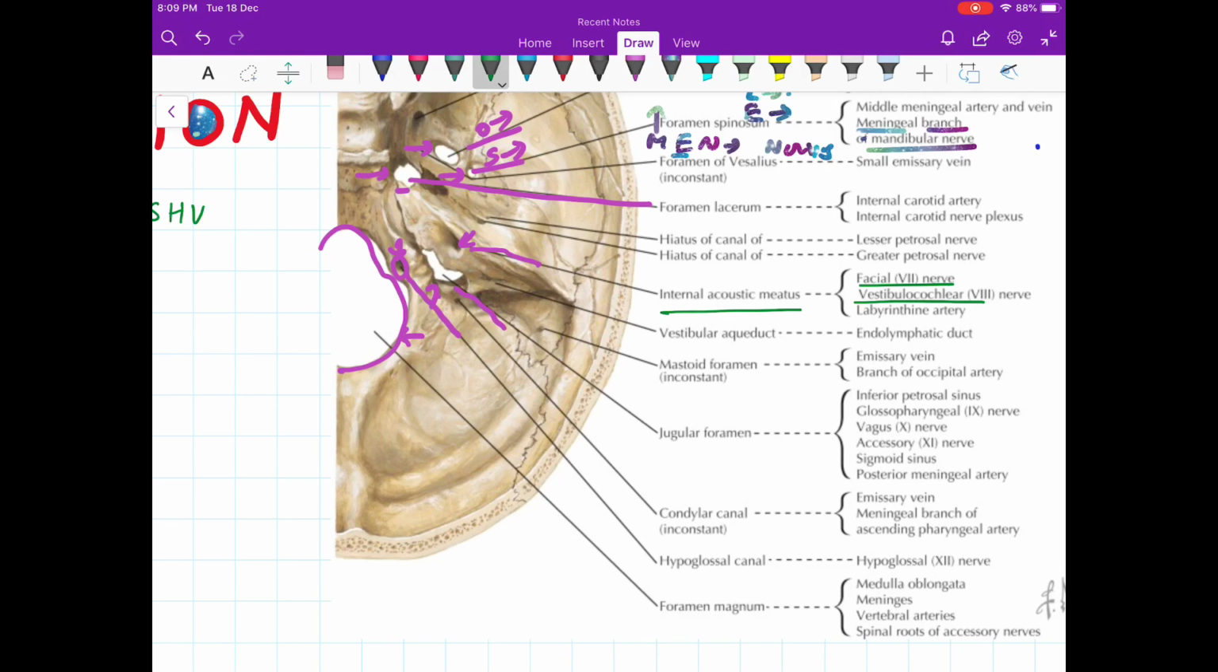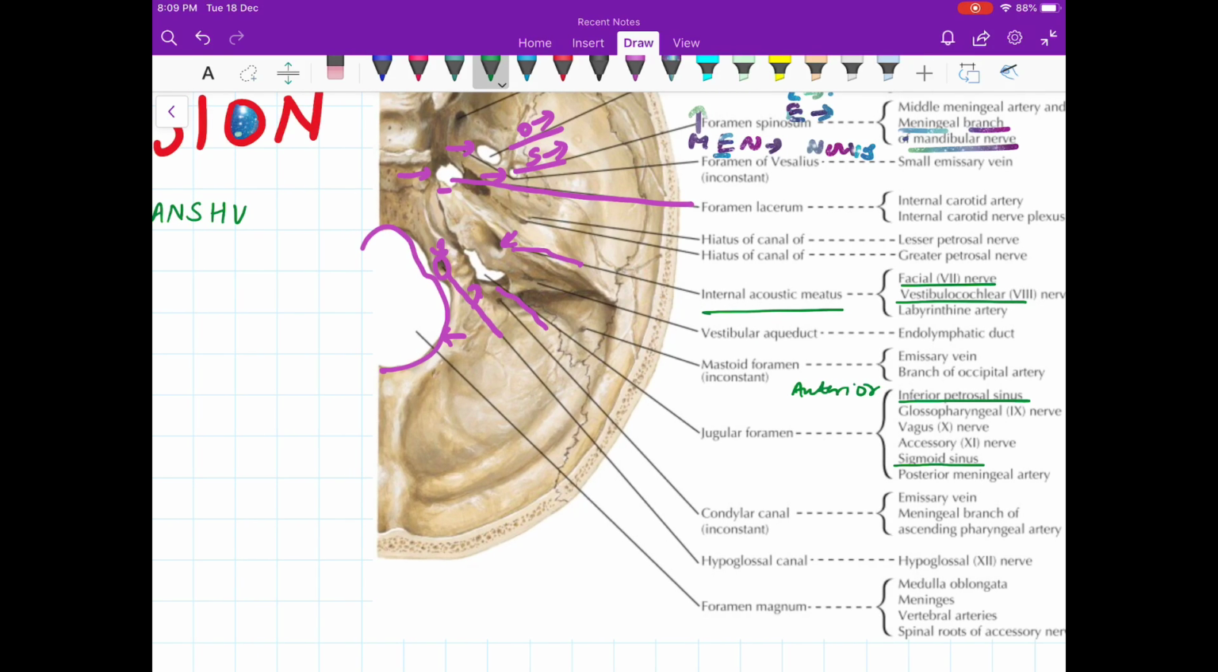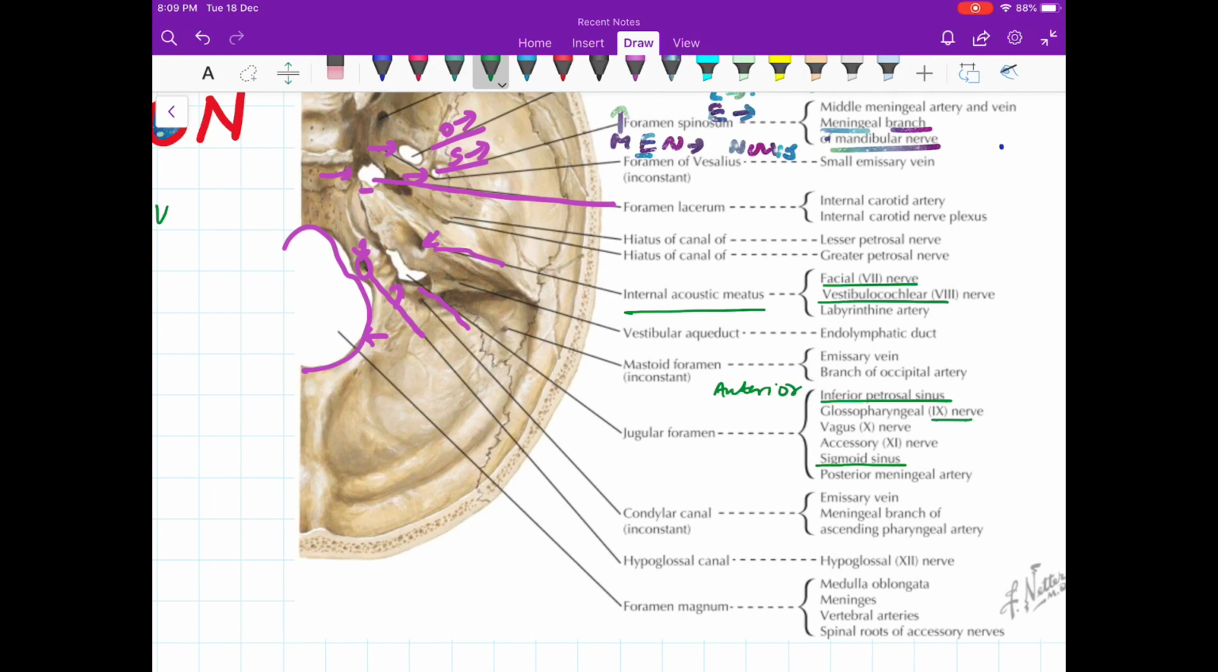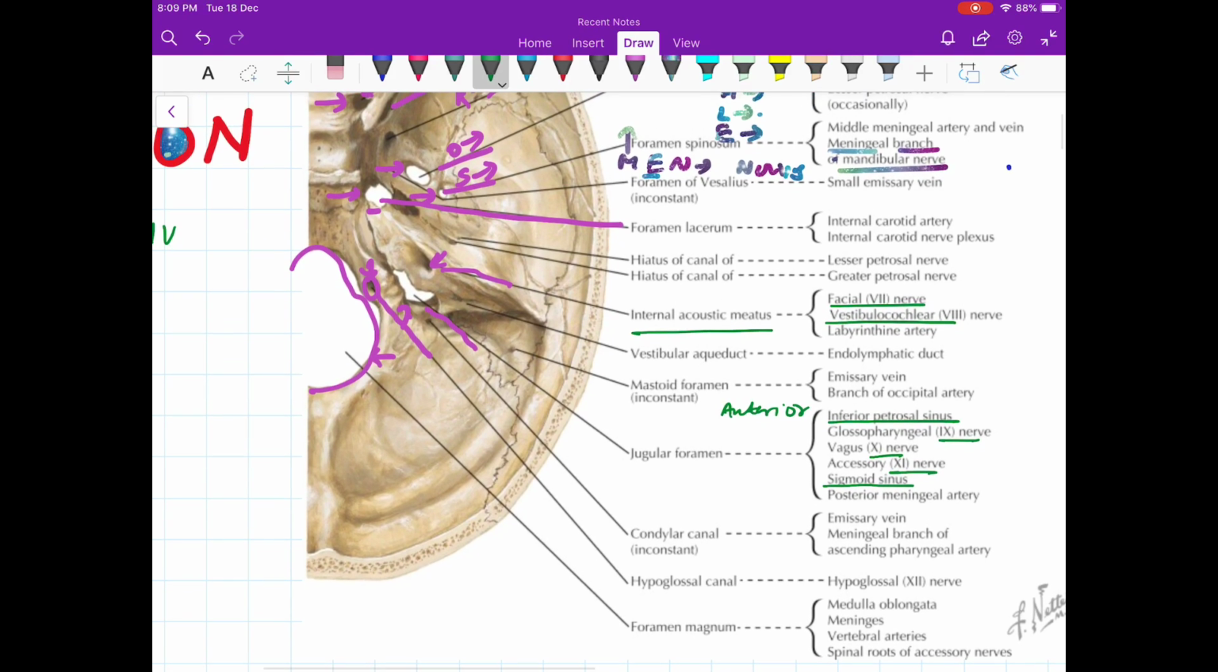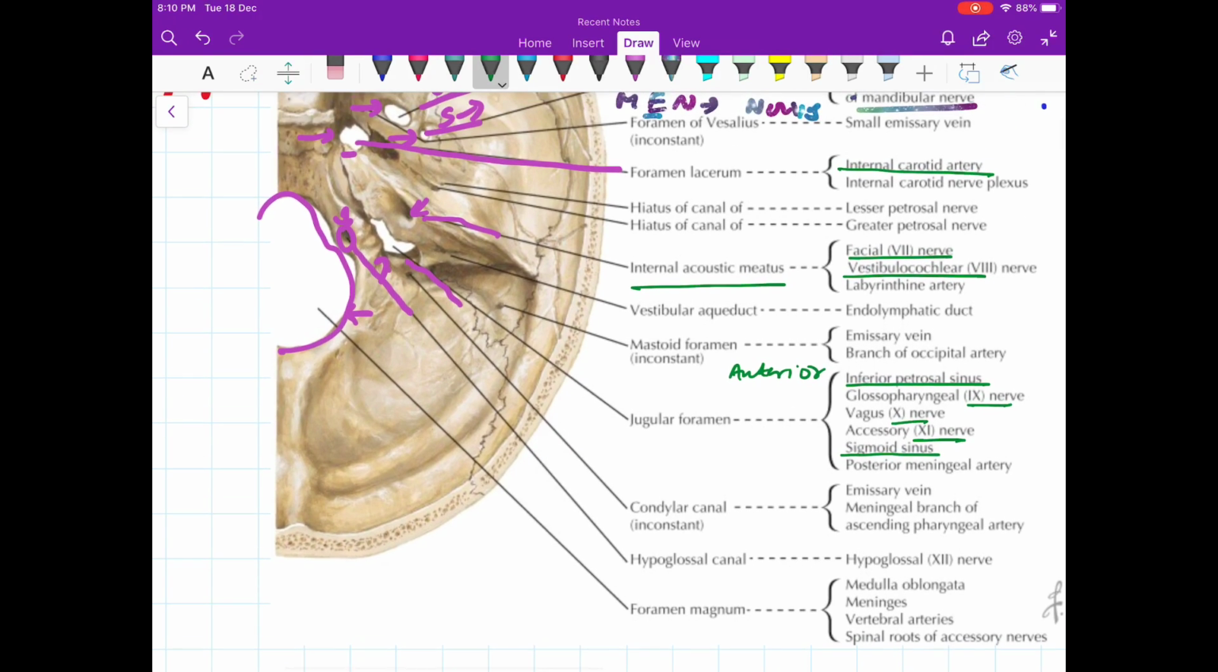From the jugular foramen, the structure passing through the anterior part is inferior petrosal sinus. From the posterior part is sigmoid sinus, and from the middle part it is 9th, 10th, and 11th nerve. In the foramen lacerum, you will see internal carotid artery. In the carotid canal, you will see carotid artery. In the hypoglossal canal, you will see the hypoglossal nerve. So this was all about the foramens.